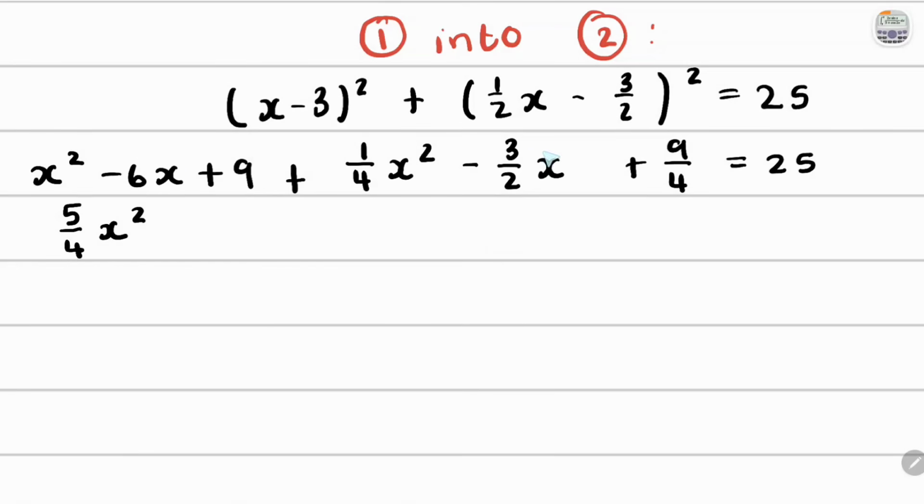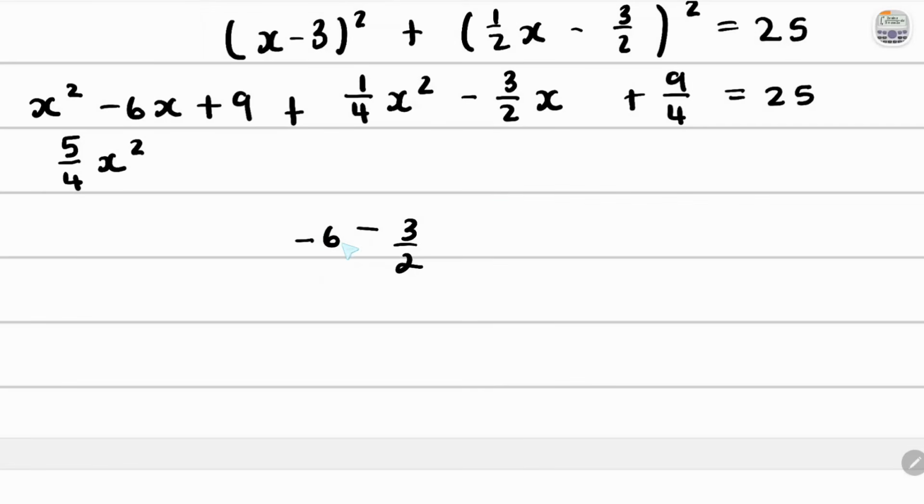And now these with the x's. So that's a negative 6 minus 3 over 2. Negative 6 times 2 is negative 12. You might as well just look at it as if they were positive. Like it's 6 and 3 over 2. Okay, so 6 times 2 is 12, plus 3 is 15. So that's 15 over 2. So that is going to give you a negative 15 over 2x.